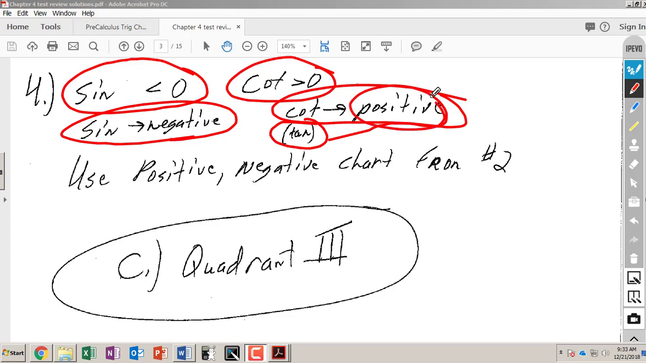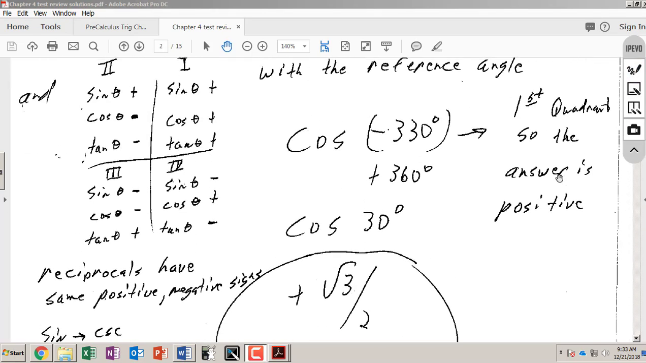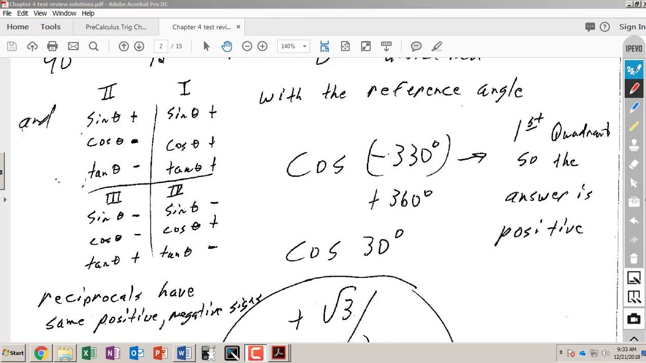So if I look back up here at my chart that I made, I can figure out, okay, I know that my sine is negative and my tangent is going to be positive. So you just find that on your chart. Notice the signs are positive in quadrants 1 and 2. In 3 and 4, they're both negative. And now the cotangent, which is the reciprocal of the tangent, is positive. So I know that I'm in quadrant 3.